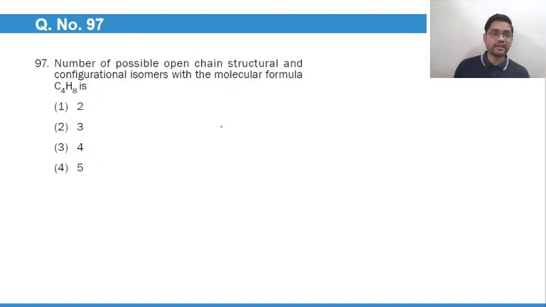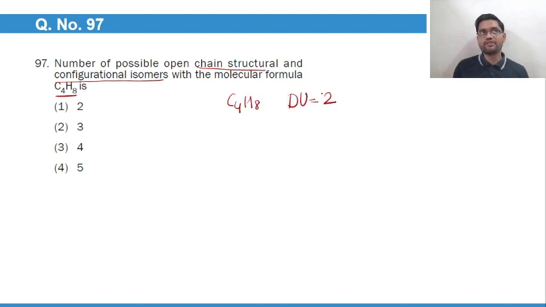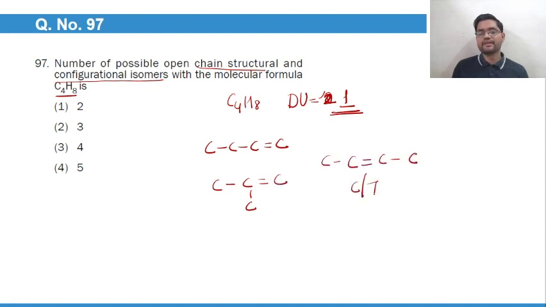97. The number of possible open chain structural and conformational isomers, that is what we say. They are expecting structural and stereo both, with the molecular formula C4H8. So C4H8, its degree of unsaturation is 1. So this is butene, isobutylene, and will give you cis and trans. So 1, 2, 3, 4. 4 will be the best answer.